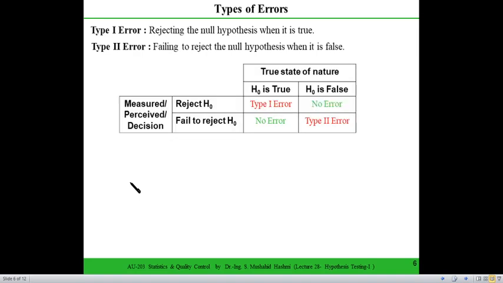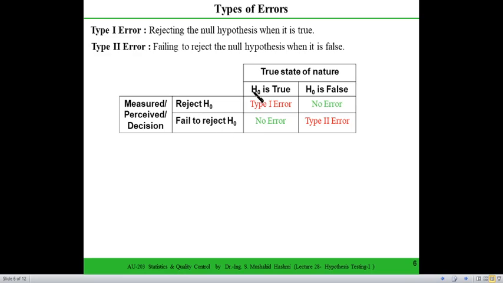So look at this matrix where we have the true state of nature, whether the null statement is true, or the other possibility, your null statement is false. You measured, you perceived, and you make certain decisions based on your sample evidence. So your decisions could be two decisions: either you reject your null hypothesis or you fail to reject, because other than this is not actually a possibility in hypothesis testing.